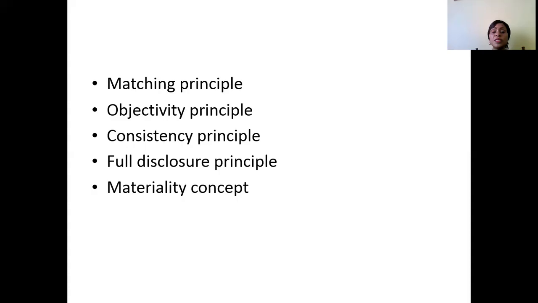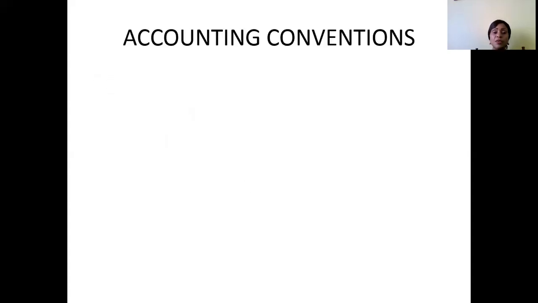The next principle is the materiality concept. An item is considered to be material if its omission or misstatement can affect the decision of the user. So according to this principle, more focus should be accorded to matters that are material, and less focus accorded to matters that are immaterial.